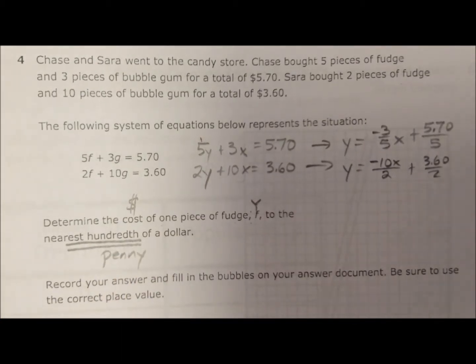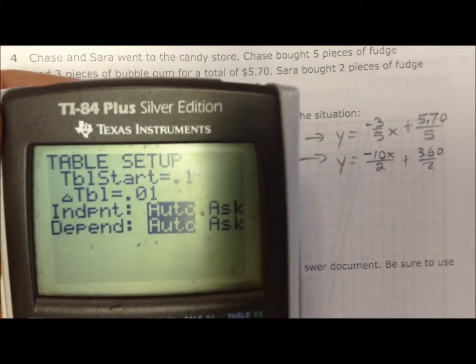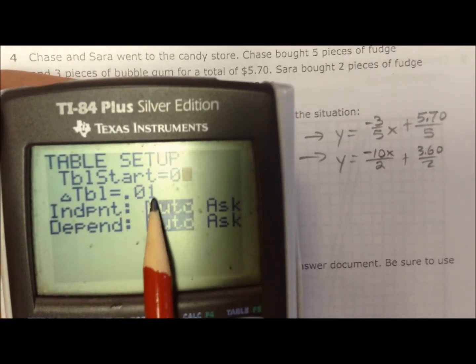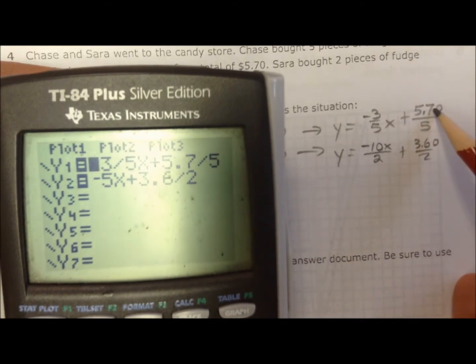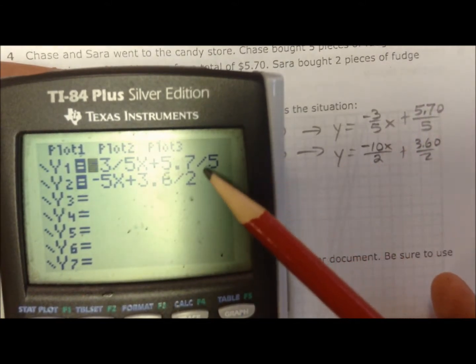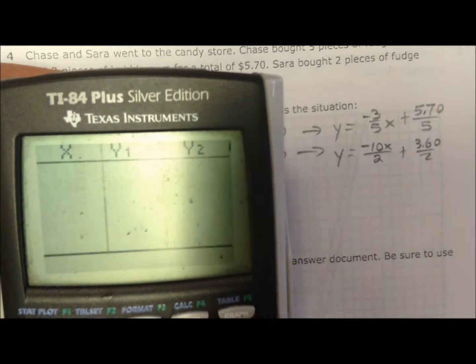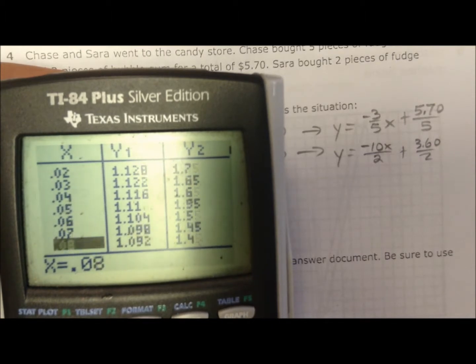So when you do this problem, what I'd like for you to do is go to your table set. I'd like for you to start at 0, and I want you to go by ones. You put the equations that you solved for y into y1 and y2, and then we go searching. We're looking for y1 and y2 to be the same.